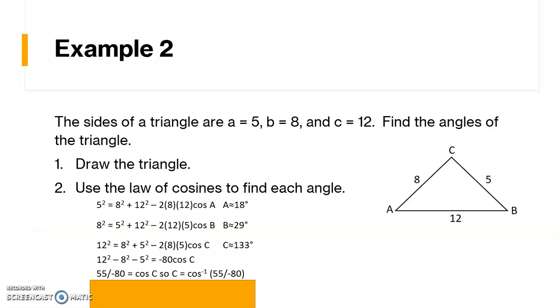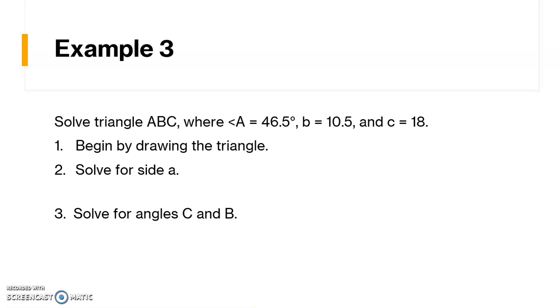Okay, let's take a look at one more example where we have to find measurements using the law of cosines. Okay, it says to solve triangle ABC, where angle A is 46.5 degrees, side B is 10.5, and side C is 18. So start by drawing the triangle, solve for side A, and then solve for the other two angles. So pause the video, do that, and then press play to check your answers.